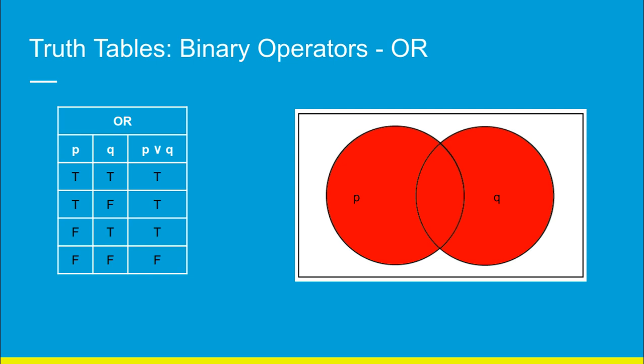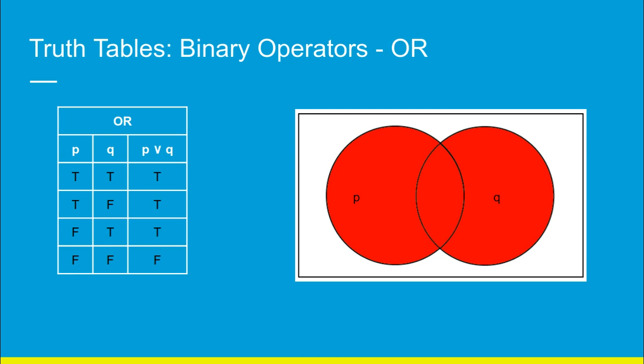So in the truth table, we start with our P and Q like we do for every truth table. And then for the OR case, we look at each row. True or true is true. True or false is also true. False or true is also true. The only case where OR is false is when both are false. Okay, does that make sense?